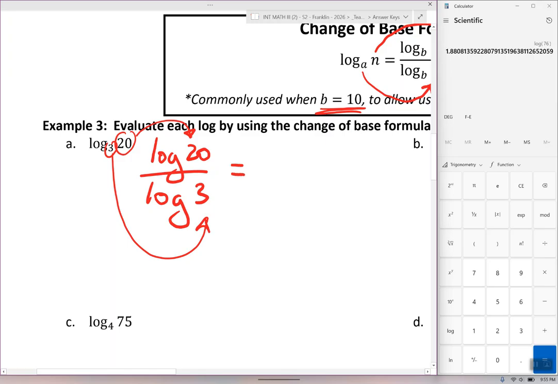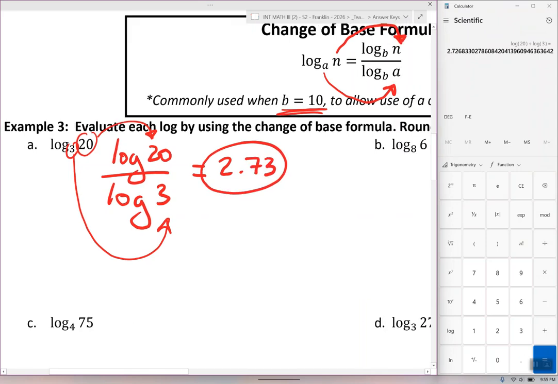Luckily, now that we've changed it to log base 10, we can use a calculator. 20 log divided by 3 log. We get 2.73. That's all there is to it. Let's try the next one.